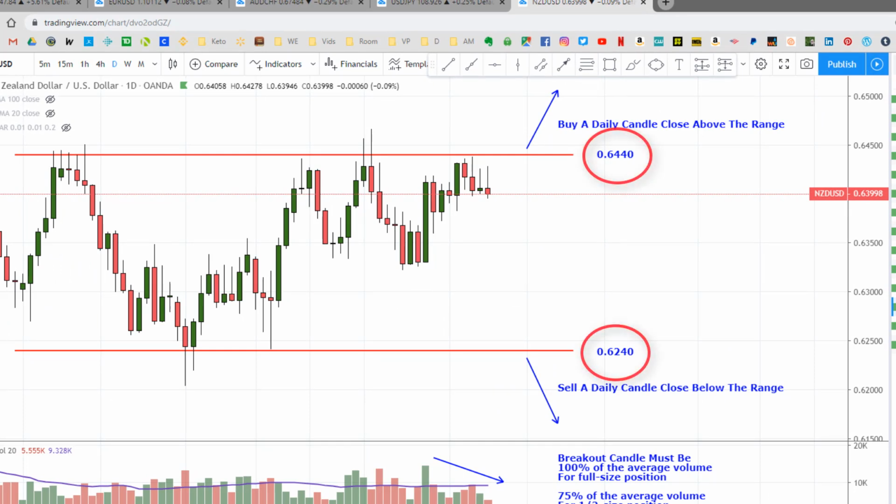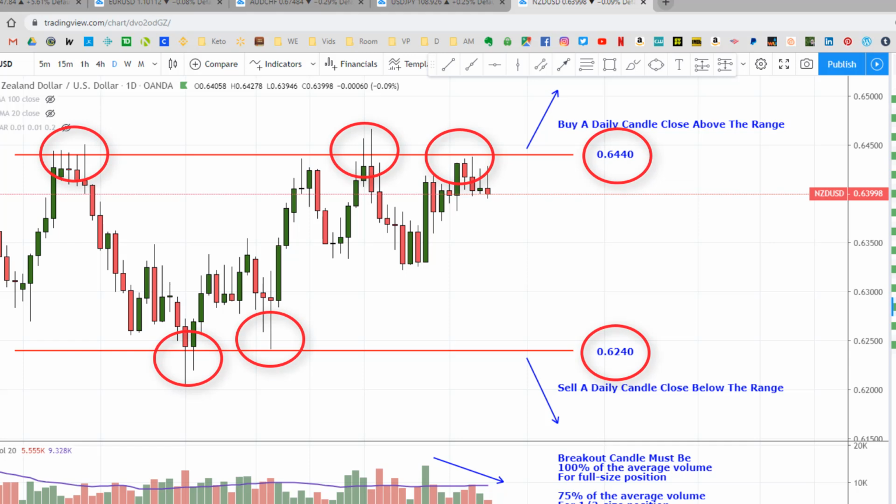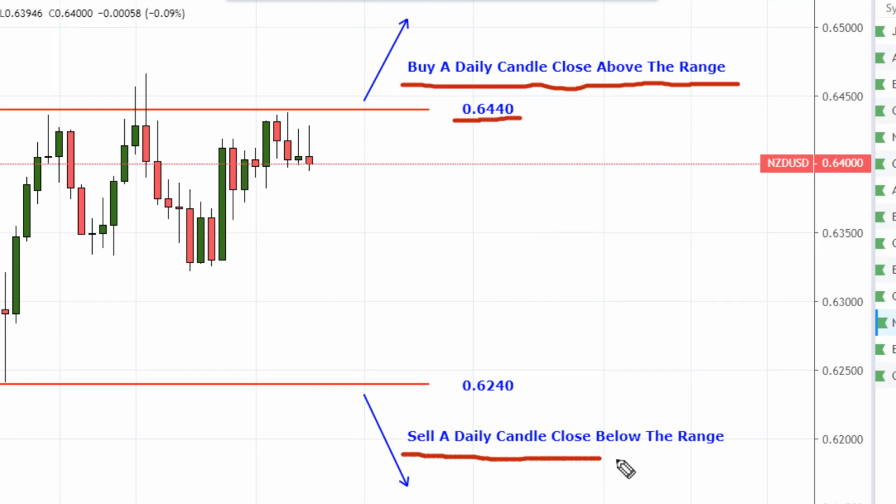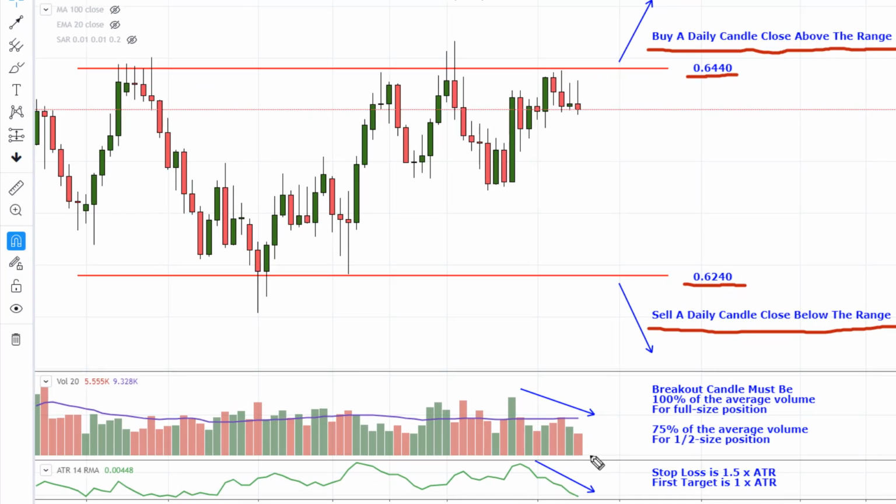I've identified these range levels based on these candlestick patterns. So here's the trade plan. We'll buy a daily close above the range or above 64.40, or we'll sell a daily close below the range or below 62.40. On the breaking candle, you want to see the volume reach up to the volume average right here to take a full-size position.